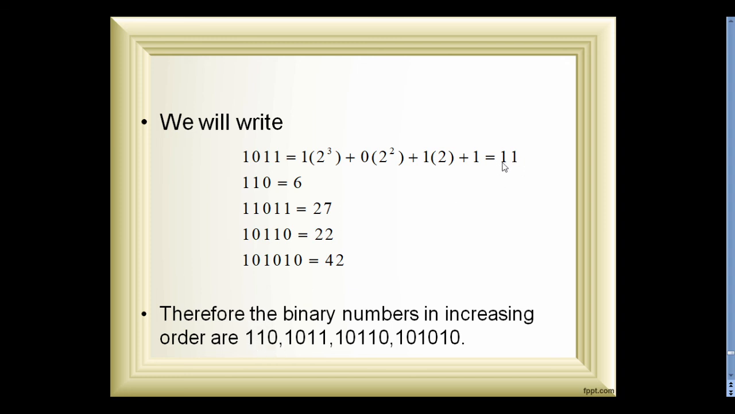Next value 11. What is the 11 value? 1011. We write that one. Then 22, whose value is 10110. Then 27, which is 11011. Then the last value, which is the greatest, 42. That value is 101010. In this way, any numbers given in binary, we can convert into decimal representation. Then you can compare and write them in increasing or decreasing order.